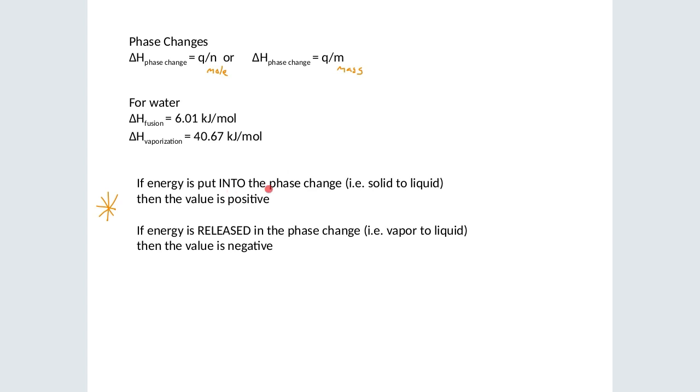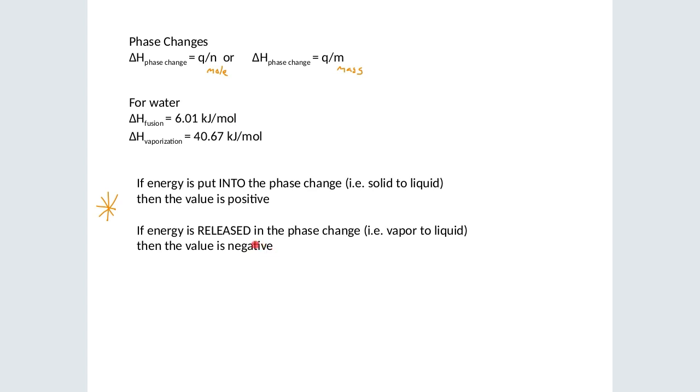If energy is put into the phase change, so if I'm trying to melt ice and I'm going from a solid to a liquid, we know we've got to put energy into the system in order to get that to melt. So this value up here would be positive 6.01. If I'm talking about liquid freezing into ice, well, this value will be negative. I need to remove 6.01 kilojoules of heat for every mole of liquid water I'm trying to freeze into ice.